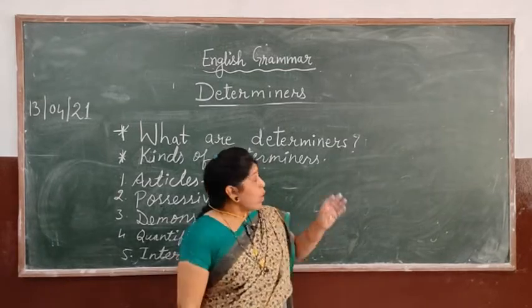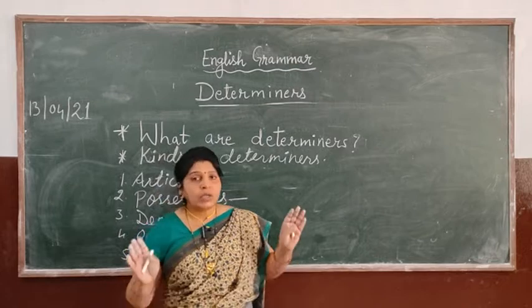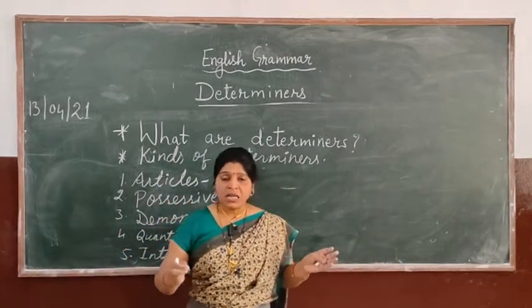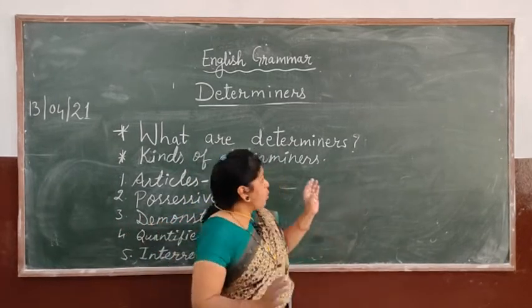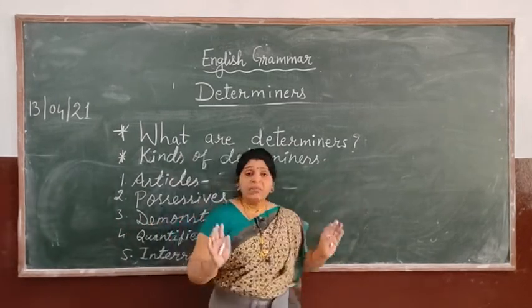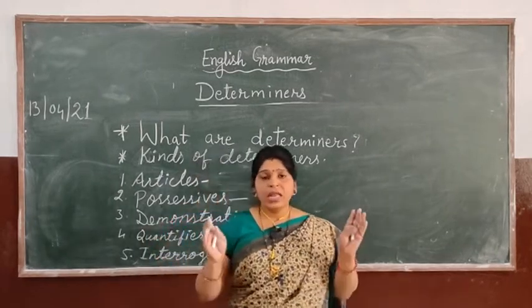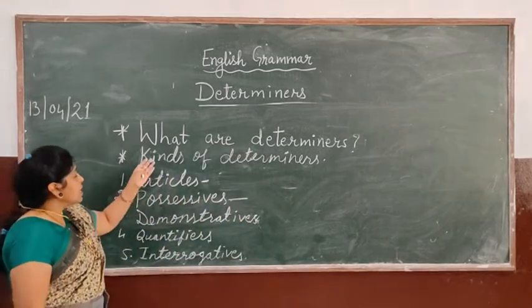Clear? So what are determiners? Determiners are the words used before the noun. It just works as an adjective. Clear? So what is a determiner? A determiner is a word used before a noun. And now let us see the kinds of determiners.